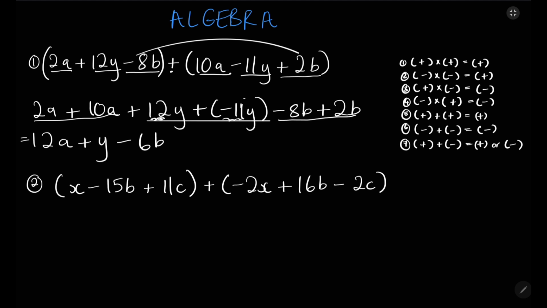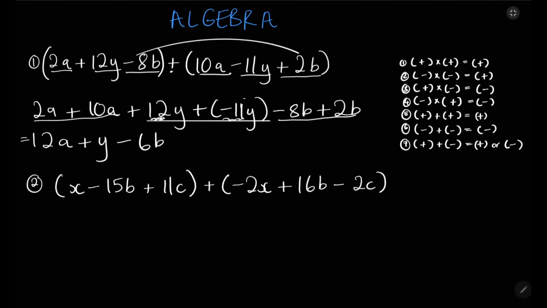Let's try x minus 15b plus 11c plus minus 2x plus 16b minus 2c. How do we solve this? Let's check in the first bracket if you have any like terms. You have x, b, and c. So you don't have any like terms there. Let's check in the second bracket. We have x, b, and c. We also don't have any like terms in the second bracket.